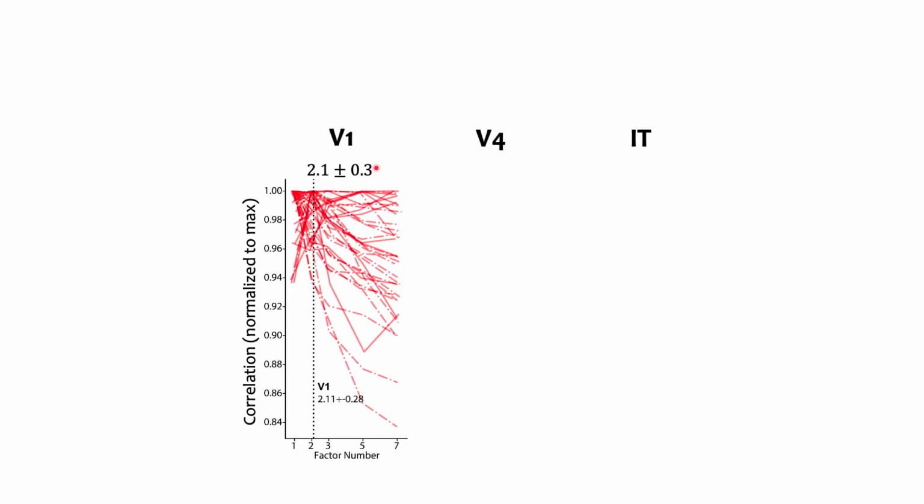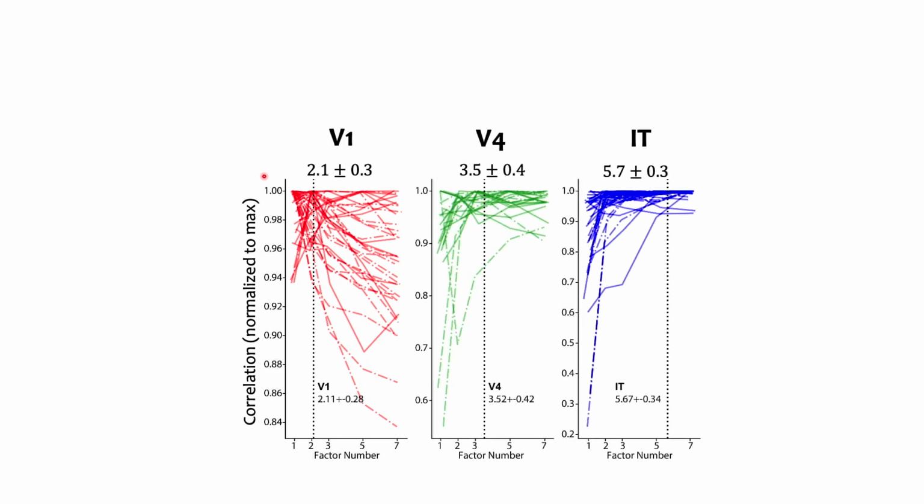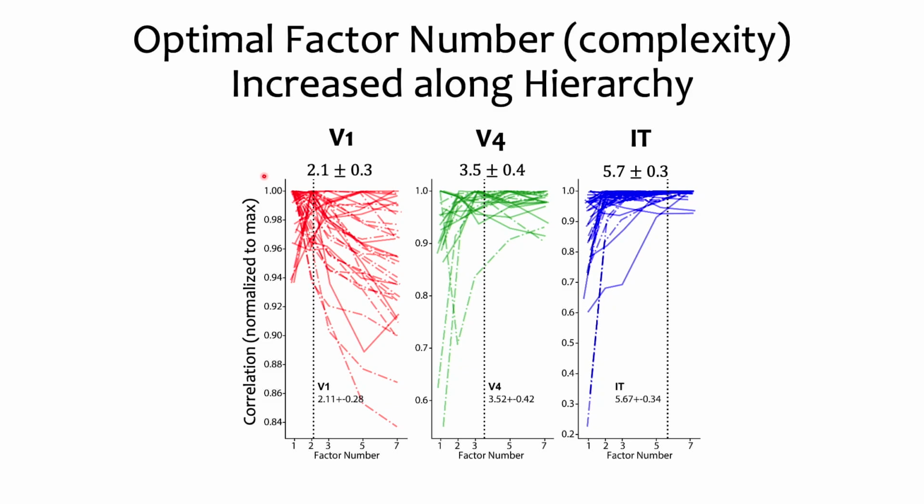We find that for V1 neurons, you just need around 2 factors to make correct predictions. For V4, it's 3.5, and for IT, it's much more than that, around 6 factors. So this optimal factor number and the complexity of the features are increasing along the visual hierarchy.